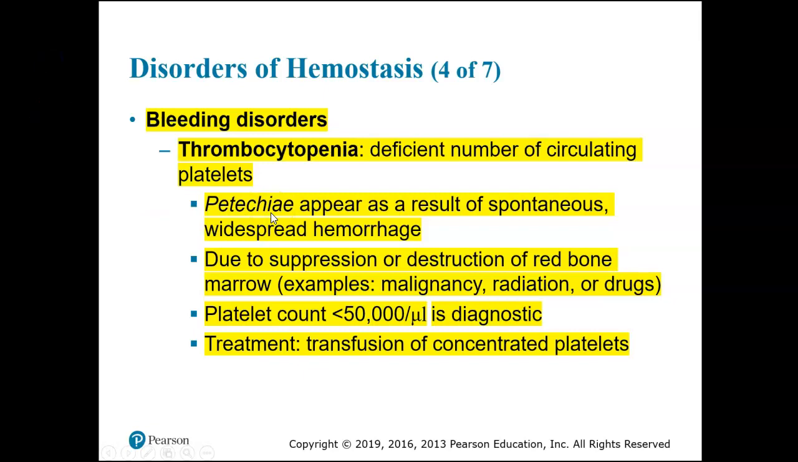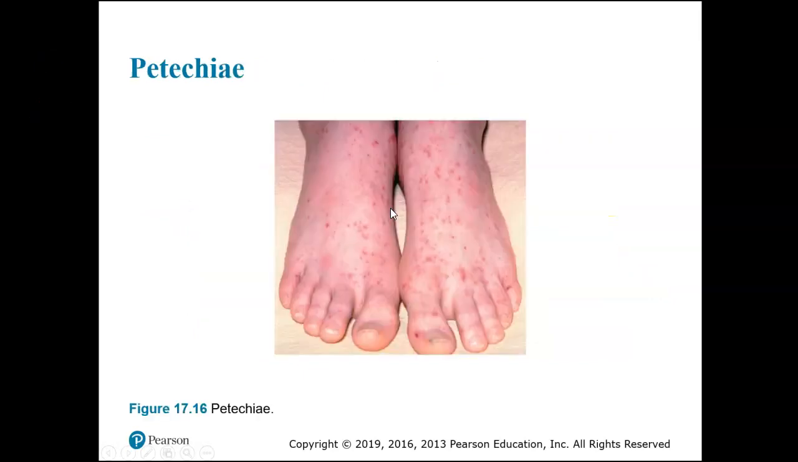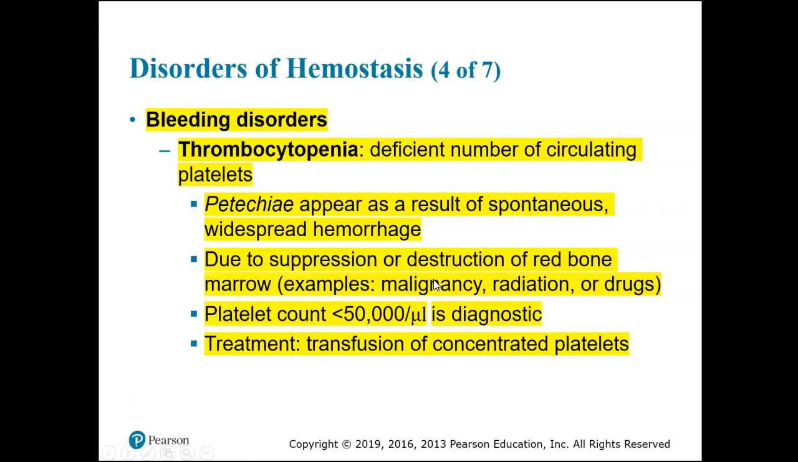Okay, so in thrombocytopenia, you will see petechiae appear as a result of widespread hemorrhage, and that's what it looks like, petechiae. Thrombocytopenia can be due to the suppression or destruction of red bone marrow from a malignant tumor, radiation, or drugs. To diagnose thrombocytopenia, the platelet count has to be less than 50,000 per microliter of blood, and the treatment is transfusion.